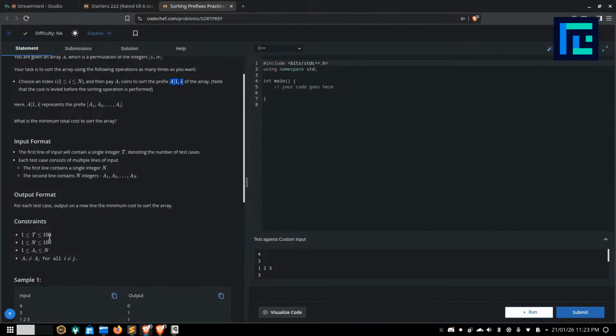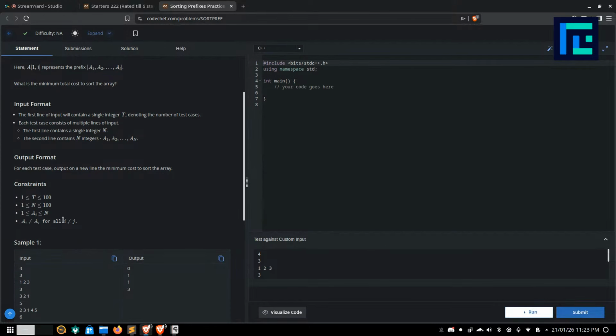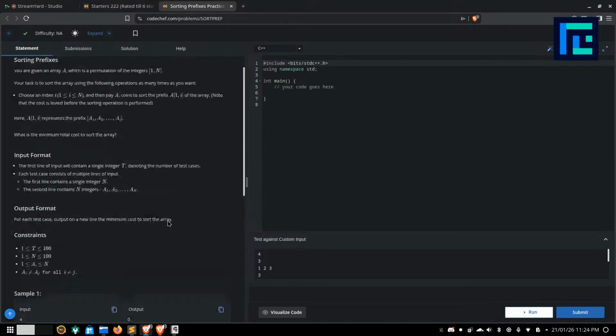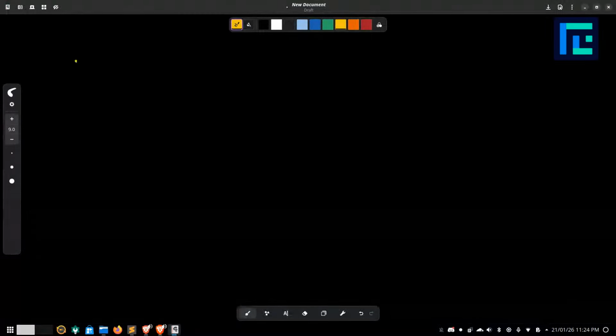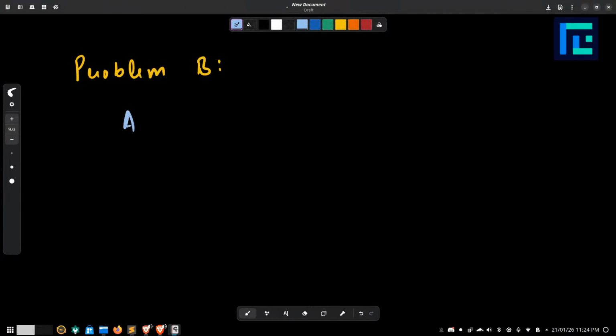The given constraints for this problem are t is less than equal to 100, n is less than equal to 100, and Ai is from 1 till n. So the expected time complexity of this problem could again be around O of n square for each test case, because O of n square into t would be 10 to the power 6 operations, which would pass easily. So problem B. In this problem we are given an array A, and our goal is to sort this array.